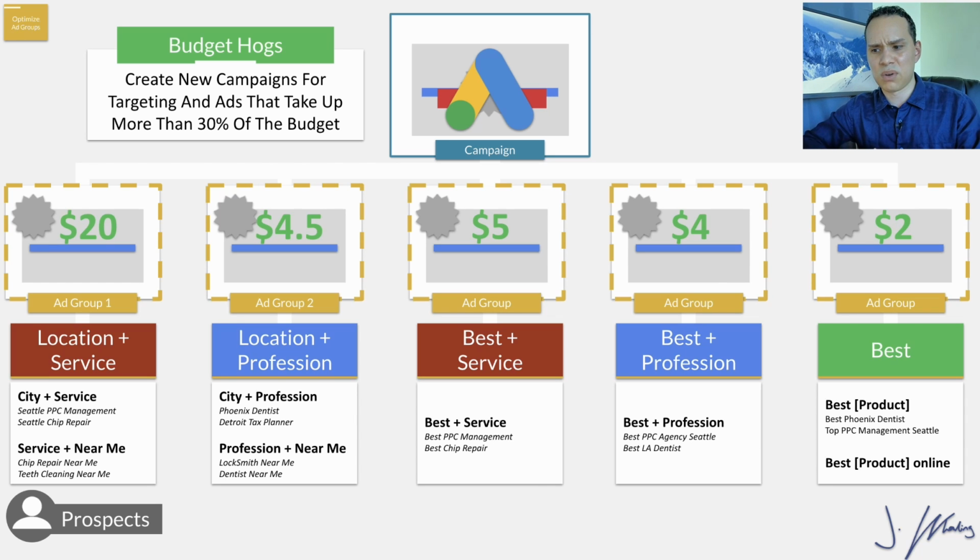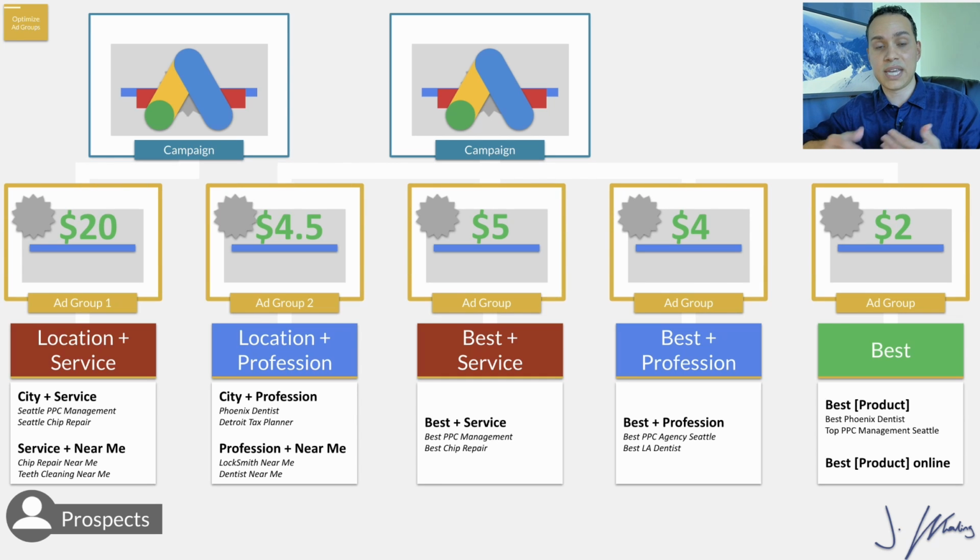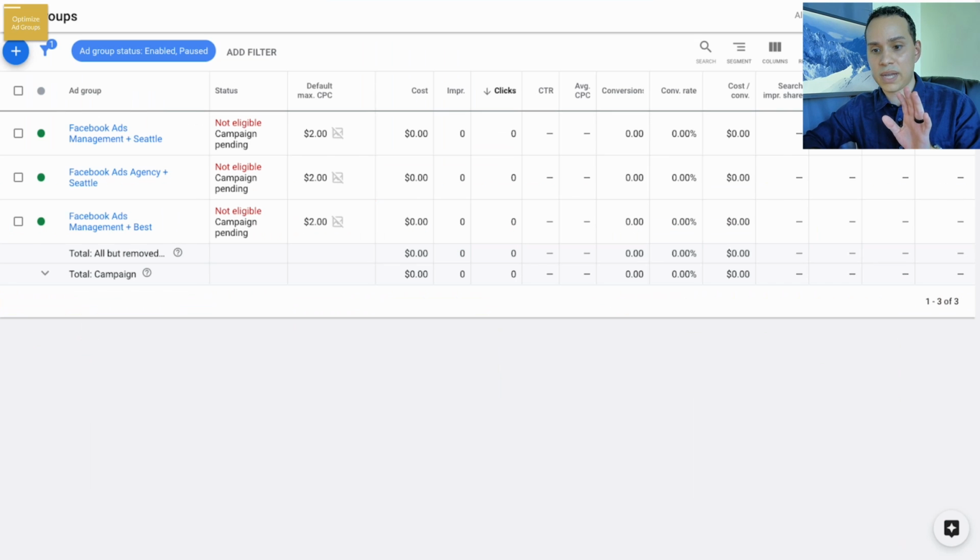You're going to come in here and you're going to go, I spent $20 on one ad group, and then all the other ad groups didn't get any impressions. And so what you're going to have to do is split the campaign. So as an example, let's say Facebook Ads Management Seattle spent $20. And then these ones spent $5.